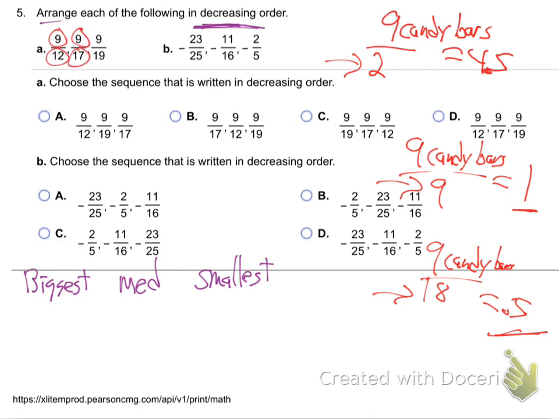9 candy bars divided among 17 people, they get a little less. 9 candy bars divided among 19 people, you get a little less candy bar every time. So the smallest is 9/19. The medium is 9/17, and the biggest is 9/12. When the denominator gets bigger, the fraction gets smaller, doesn't it?